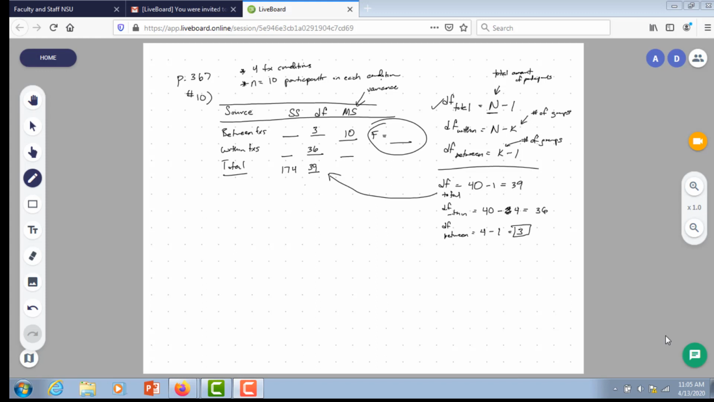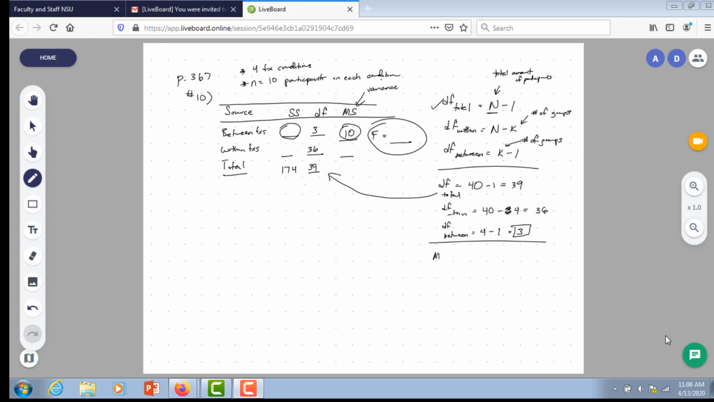So moving from there, many of you may wonder, okay, where do I go next? Well, given that you have a mean square of 10 for between treatments, it stands to reason that you may want to go the route of figuring out the sum of squares, since you got two key pieces of information that can help you get that.